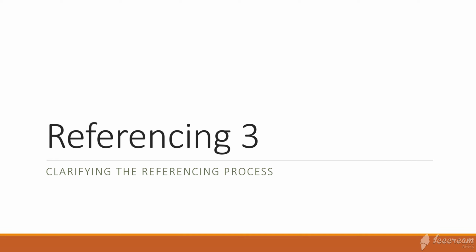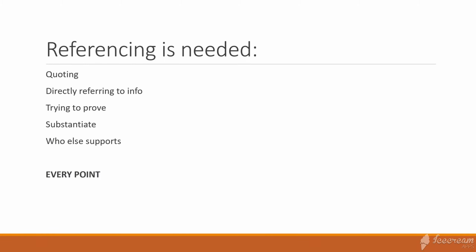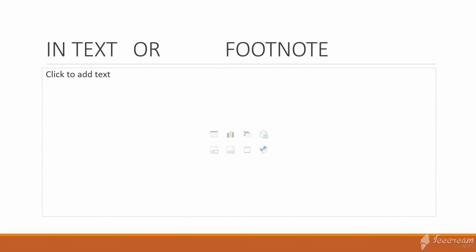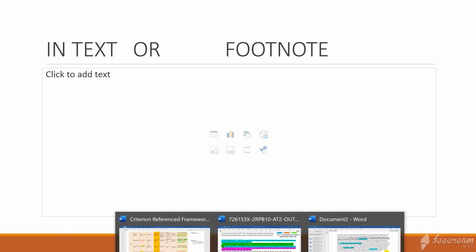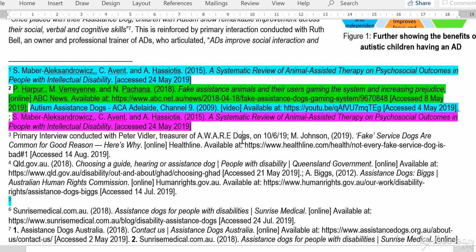So this is the third referencing video and the last in the series. In the first video, we talked about why you would be referencing and starting to think about how we might use in-text citations and a basic format of in-text. Then in the second video, we started talking about how we could use in-text or footnotes.